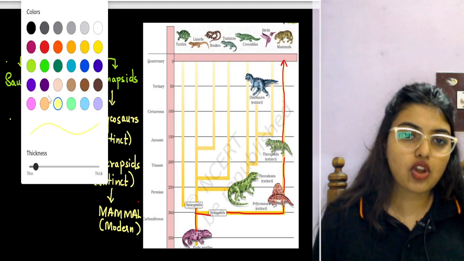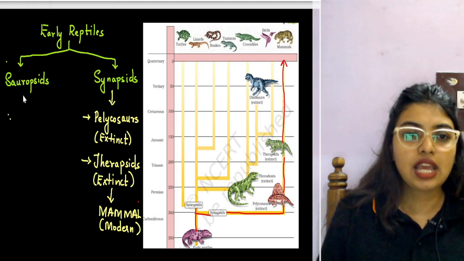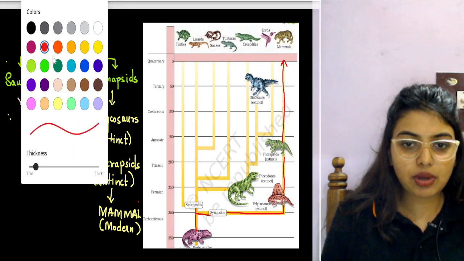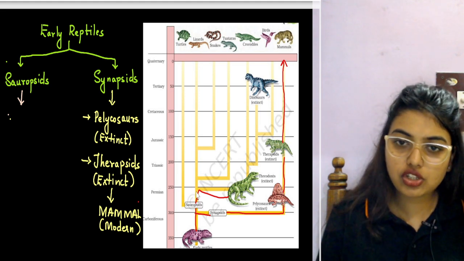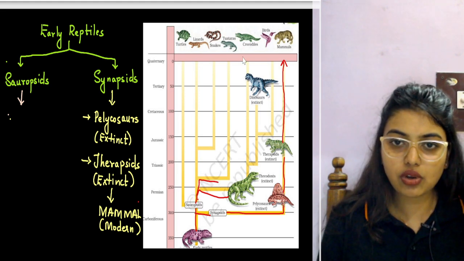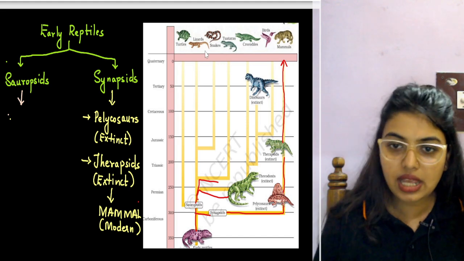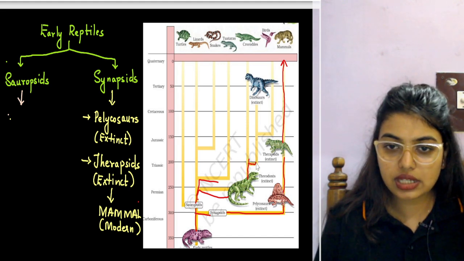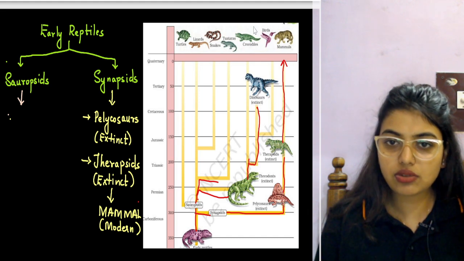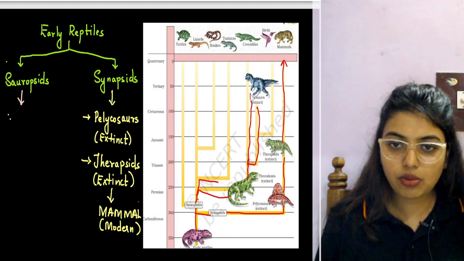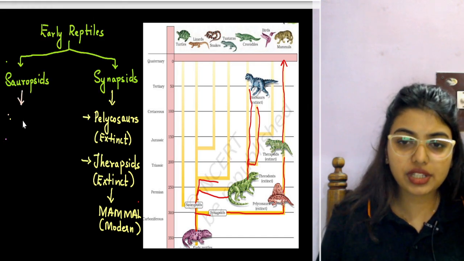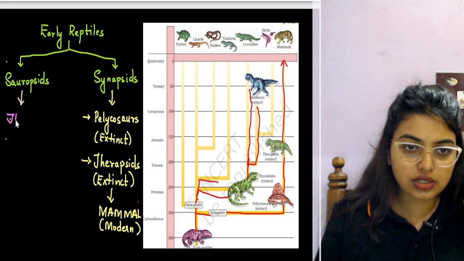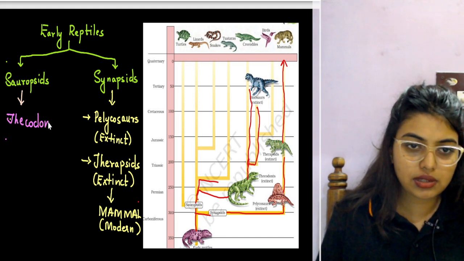Got it? Now, sauropsids, what is happening? Sauropsids gave rise to your thecodonts. Thecodonts got extinct, then from there they gave rise to dinosaurs, and otherwise your modern day reptiles. So sauropsids, first what did they give rise to? They gave rise to thecodonts. Thecodonts, they got extinct, obviously.